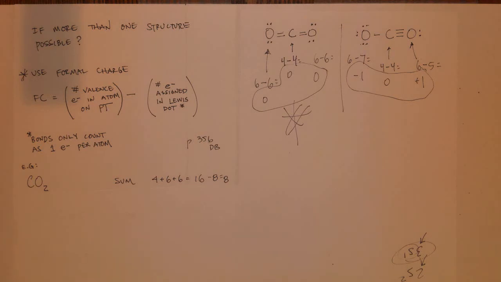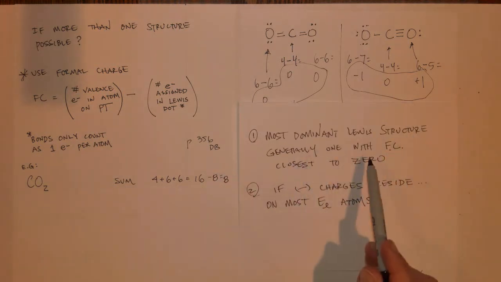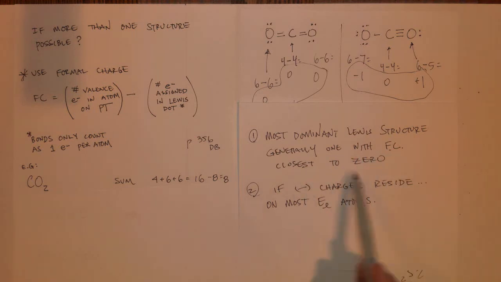So let's take a look at a second example problem. Oh, let's write this down first, because you may have heard me say it, but you never actually wrote it down. The most dominant Lewis structure generally has the formal charges closest to 0, just like this one right here.